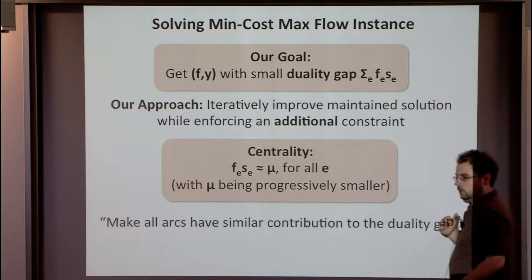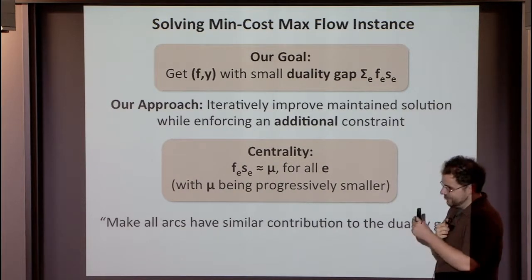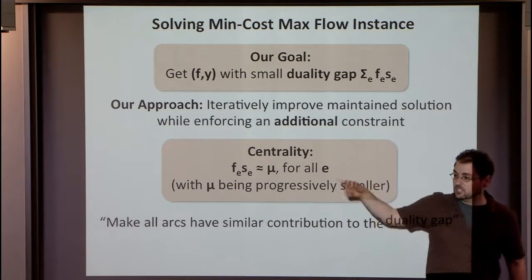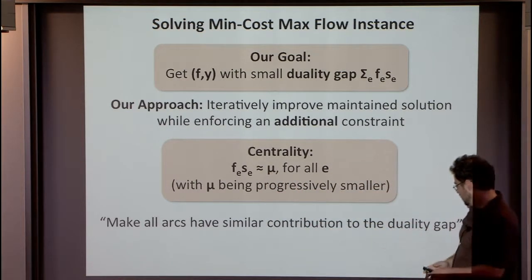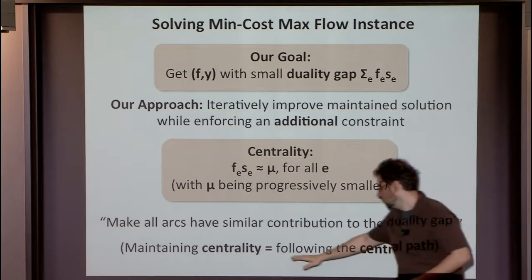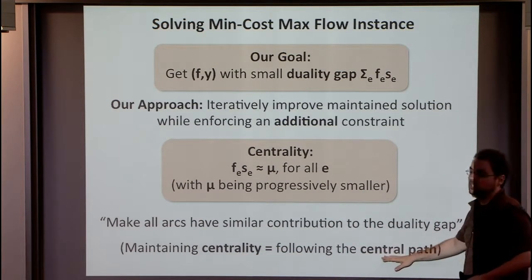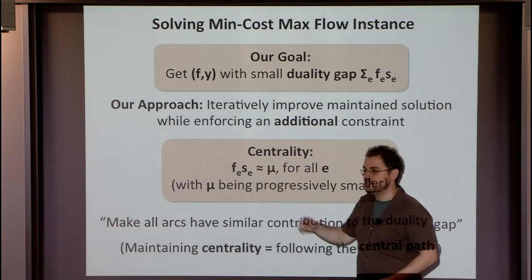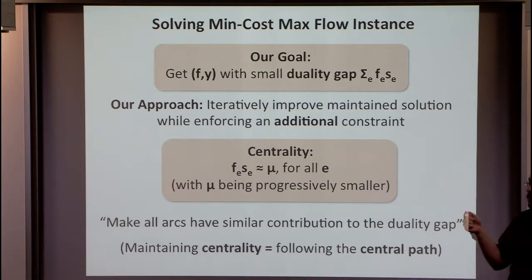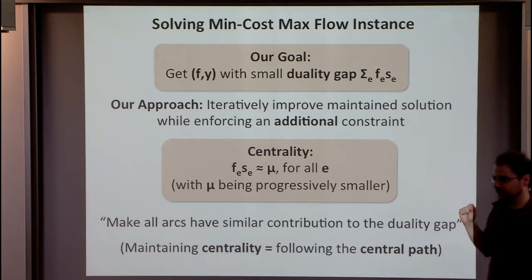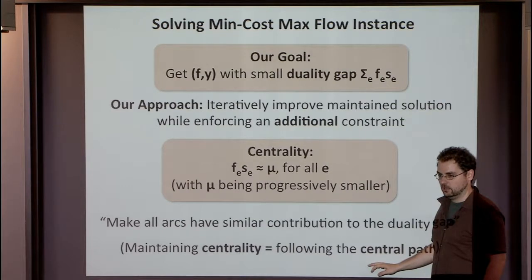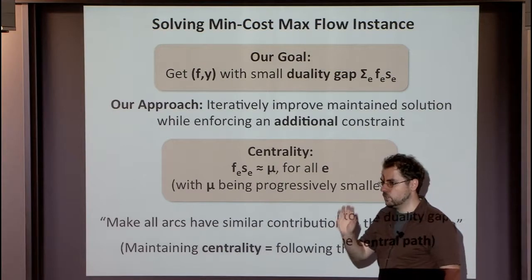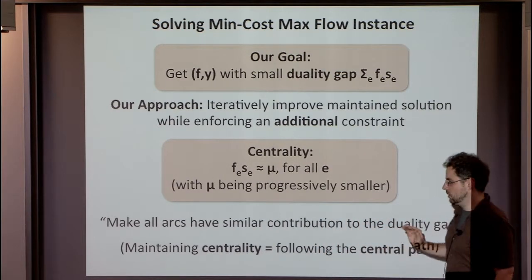Is this mu a suggestive choice or just coincidence? It is a suggestive choice. If you look back at what the mu was in the barrier function, this is exactly the same mu. What this condition really means is that maintaining centrality means following the central path. Whenever all the products are exactly mu, it means that I am at the optimal solution for the LP. So the choice wasn't a coincidence. Is that true for this specific barrier function? Yes, for the specific logarithmic barrier function this is what will happen.